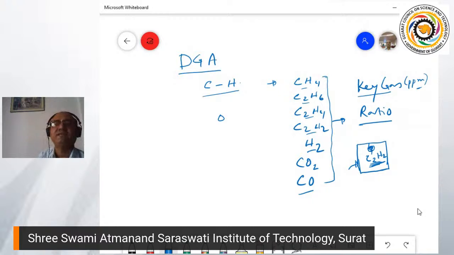So you can have a ratio method, which means two key gas ratios are checked. What is the variation of these two? If today this has some percentage and this has some percentage, then because of one fault this is going to have a variation, while this is not going to have any effect, so this will remain constant. So dissolved gas analysis is used, by either the key gas method or the ratio method, to find out the condition of the transformer.